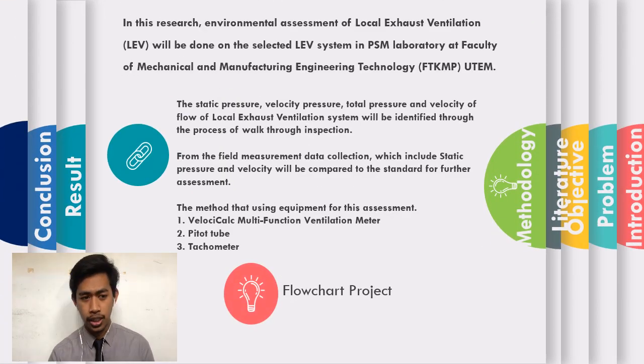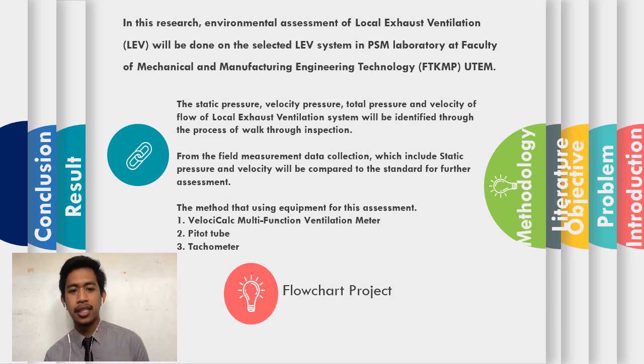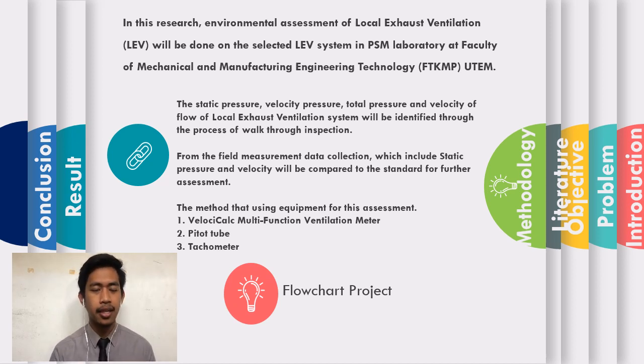For the methodology, in this research, the environmental assessment of the local exhaust ventilation (LV) system will be done on the selected LV system at Innovation Laboratory (FTKMP). In that lab, I collected the static pressure, velocity pressure, total pressure and velocity of the flow of the system. The method I use is a Velocicalc multifunction ventilation meter, pitot tube and tachometer. The next slide is the Gantt chart for the project.